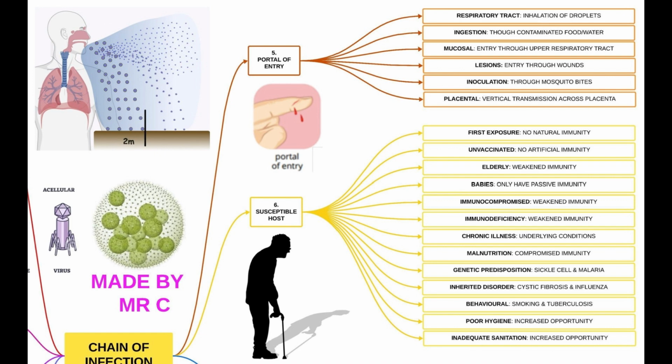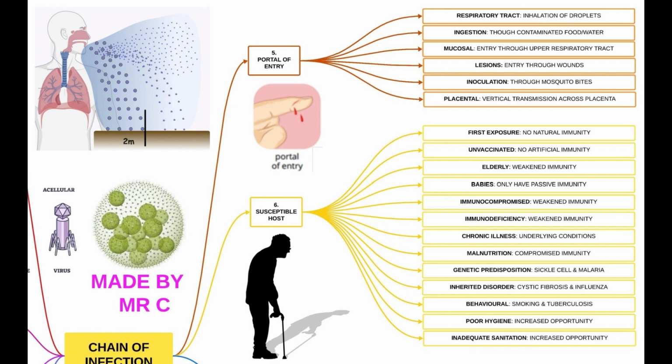So the ways to be susceptible are: you've never been exposed before, so you've got no natural immunity. You're unvaccinated, so you've got no artificial immunity. You're elderly, so you've got a weakened immune system. You're a baby and you don't really have any immune system apart from the immunity you acquire from your mother's antibodies in the breast milk.